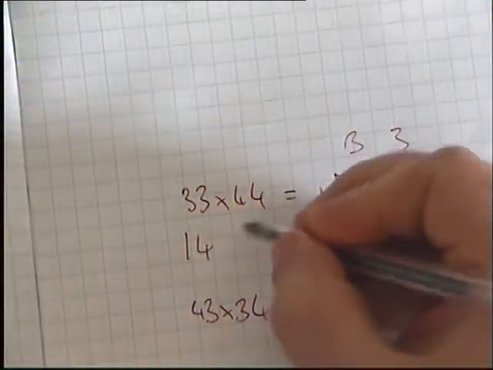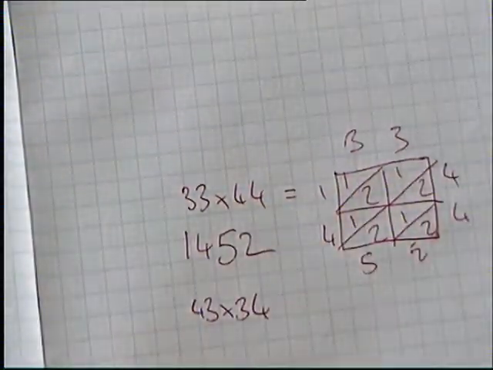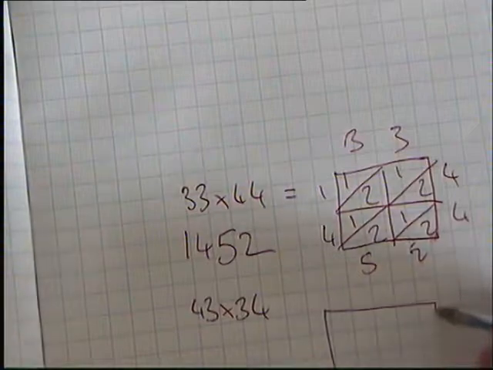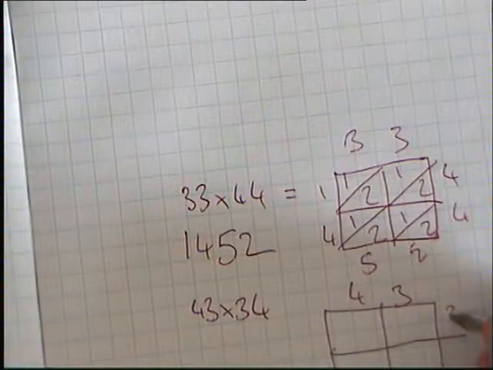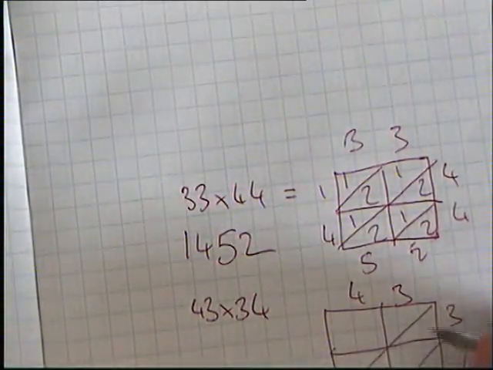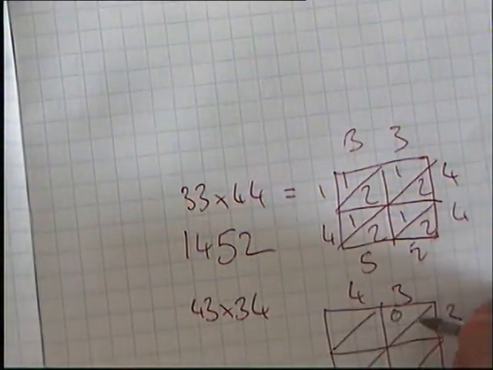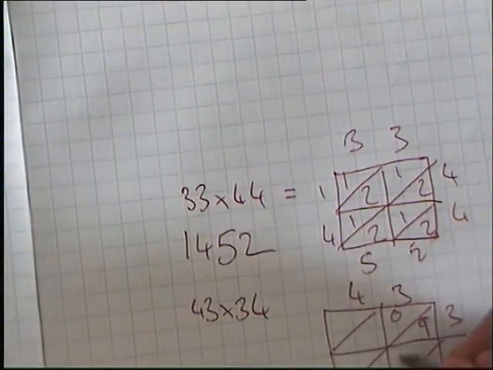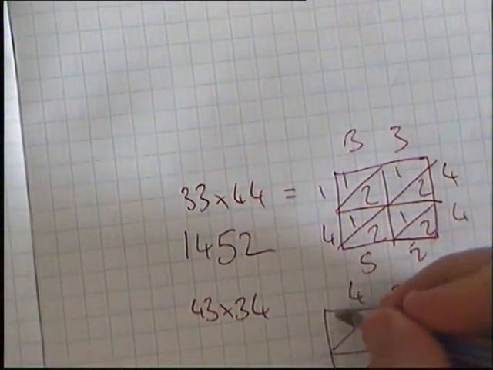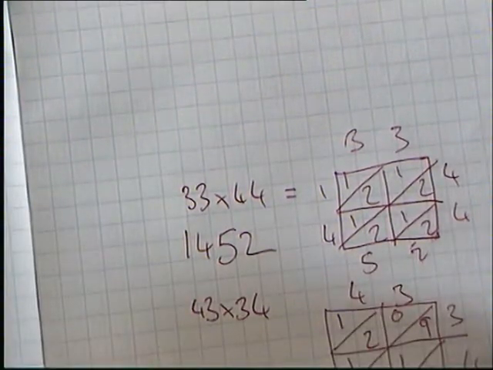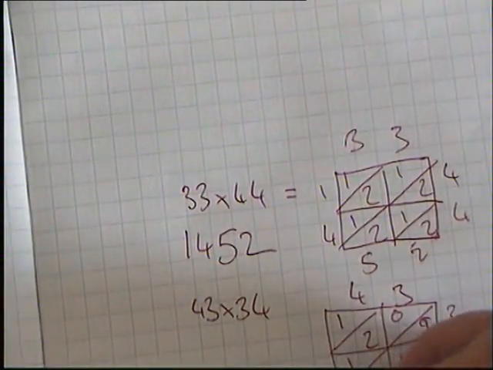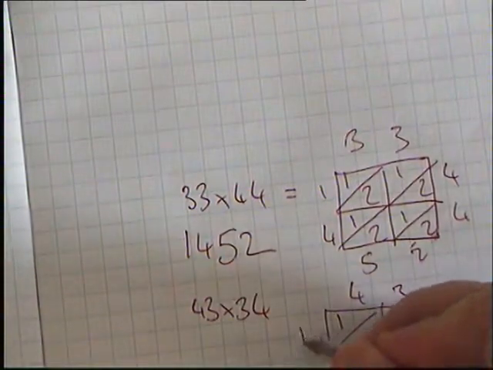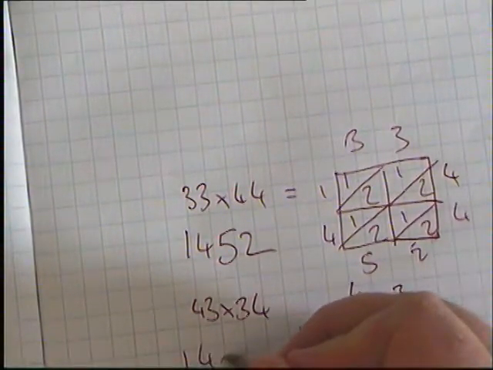So the answer to that one is 1,452. 43 times 34. Again, 2 by 2 grid. We have 43 times 34. Put my diagonals on. 3 times 3 is 9, 3 times 4 is 12, 4 times 3 is 12, 4 times 4 is 16. Let's add these up. So we get 2, 15, 16. That's 6 there, carry the 1. 4 and a 1. That's 1, 4, 6, 2.